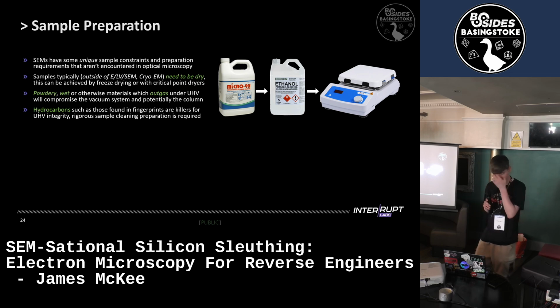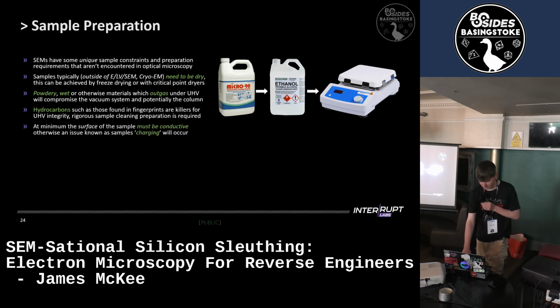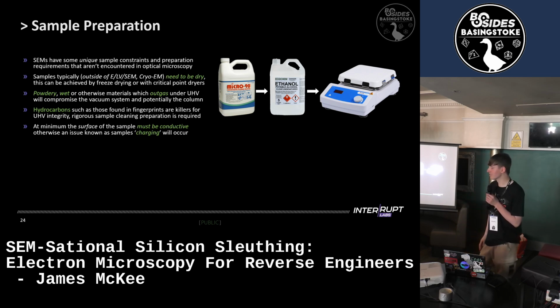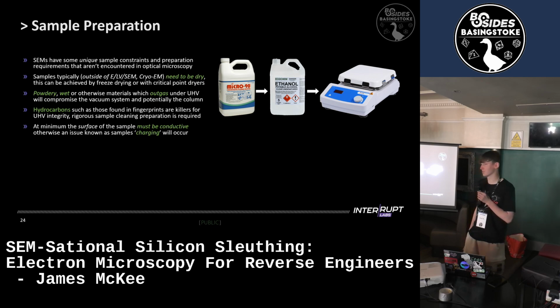Again, hydrocarbons are not a friend of an SEM. These can be pretty clean, so you can go through the traditional cleaning cycle, Micro-90 and ethanol, which is pretty much the standard. The thing about SEMs is that the sample needs to be conductive or have at least a solid path to ground. So you may need to coat something. For some semiconductors, you get away with it. For others, not so much.